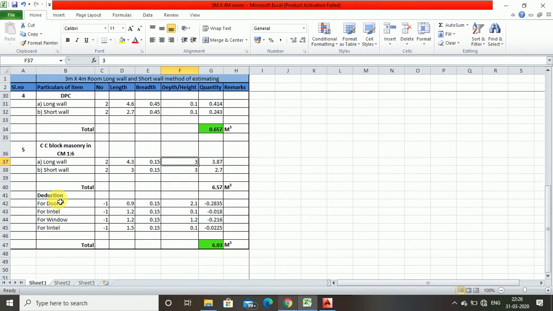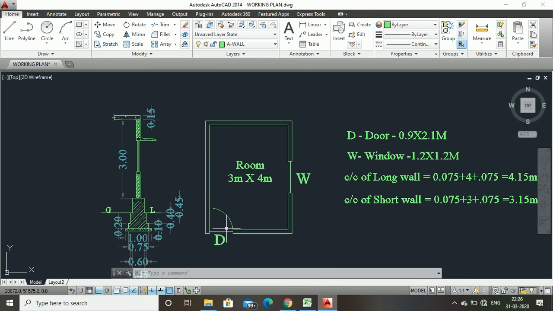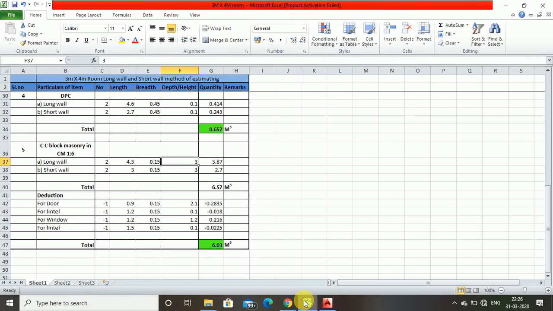Now as the block work, we have calculated the total area, total quantity. We have two openings in the drawing. One is door, which is 0.9 by 2.1 meter, and the window 1.2 by 1.2 meter. So that quantity we need to deduct. So minus 1, that is one quantity. Width is 0.9, and breadth is the thickness of wall 0.15, and the height is 2.1.